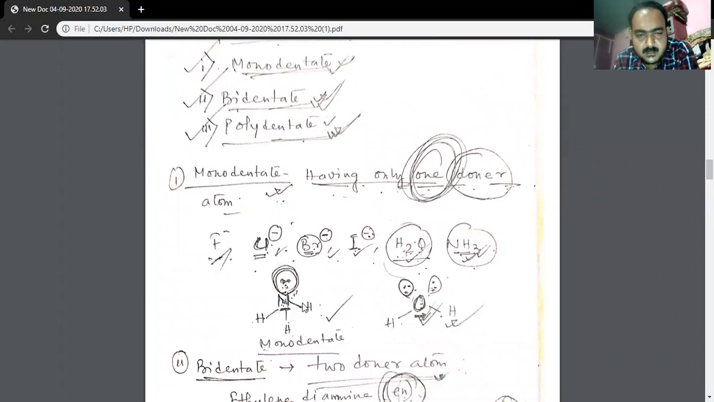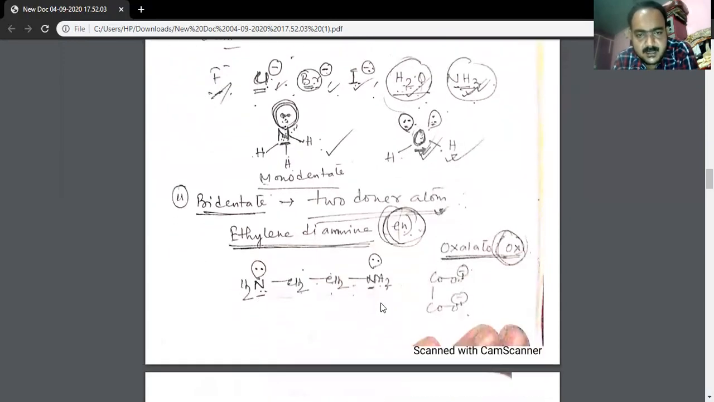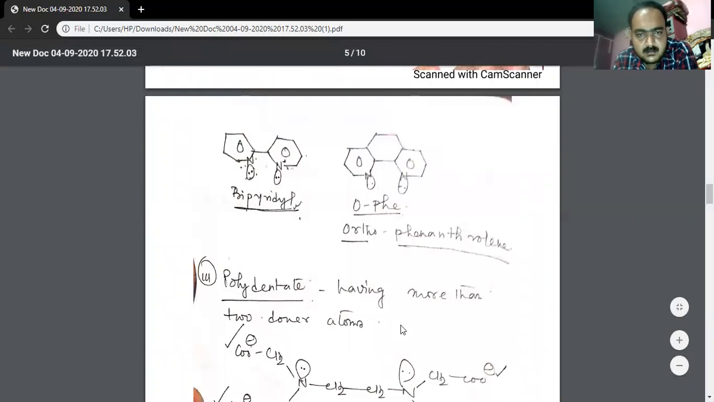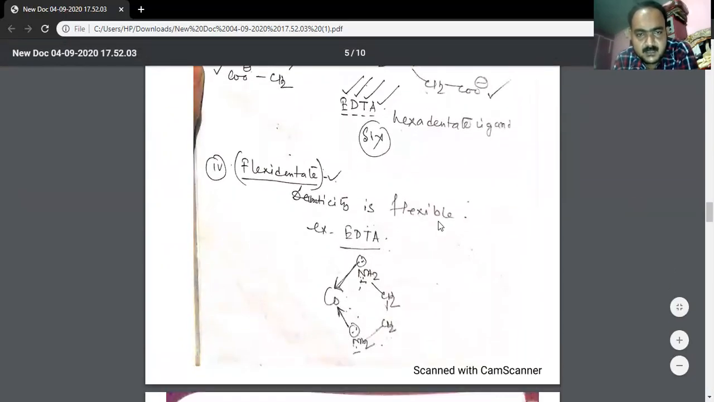So you should see in case of ammonia, there are 4 atoms present in the molecule, but the nitrogen atom is the single atom containing the lone pair. So that is the monodentate ligand. In case of H2O, also one donor is there, oxygen. Bidentate ligands are ethylenediamine and oxalato, containing 2 donor atoms. Bipyridyl and orthophenanthroline are also there. Flexidentate ligands means the denticity is flexible.